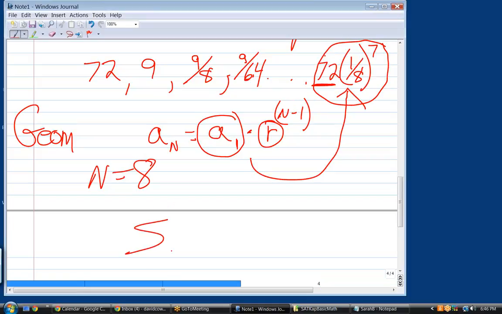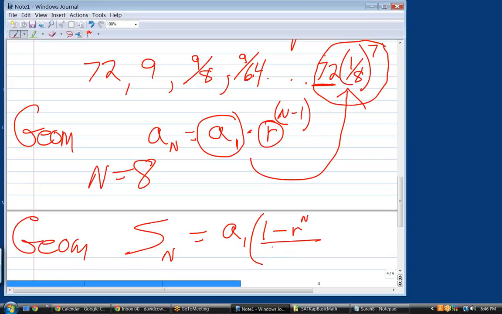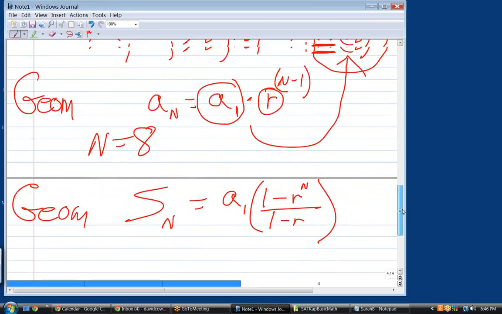So now what is the sum of the n terms for a geometric series? Remember, they all begin with that. So what's the rest of it? This is the hardest one to memorize. So then a sub 1 times 1 minus, and we know everything.